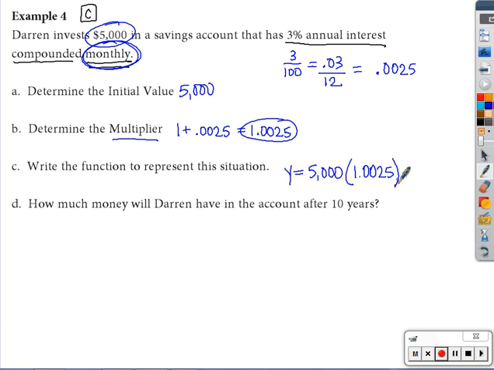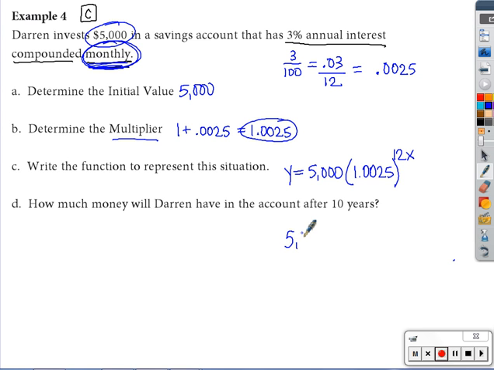1.0025, but my exponent is different. x would be once a year. This is not happening once a year. This is happening monthly. So how many times per year is it happening? It's happening 12 times per year. So 12x is my exponent. How much money will Darren have in the account after 10 years?